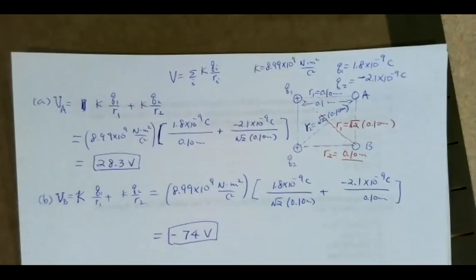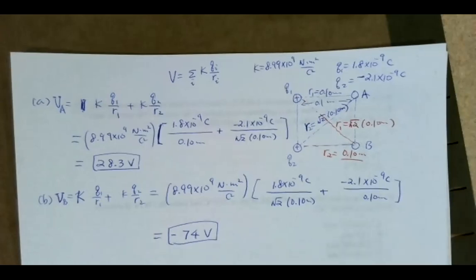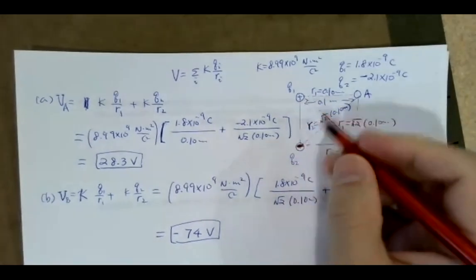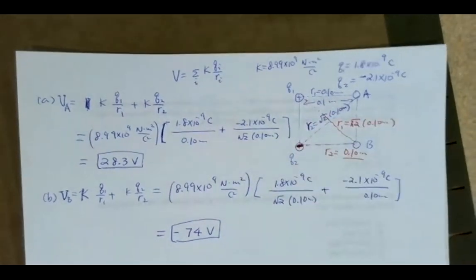You can see that if you are surrounded by a positive charge, electric potential is positive. If you are surrounded by a negative charge, then electric potential is negative. So this is a negative charge, Q2 is negative, and Q1 is positive.